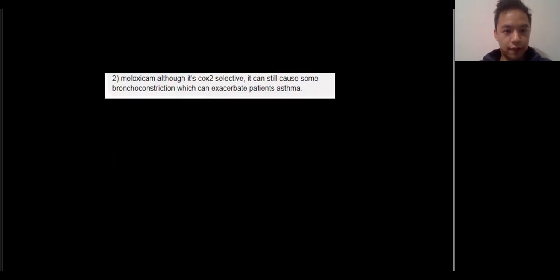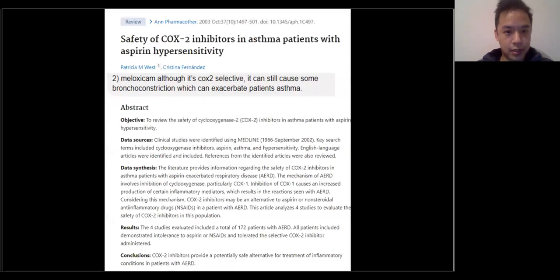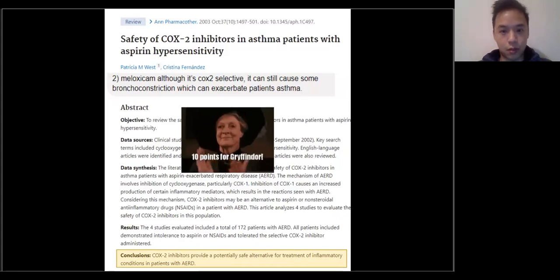COX-2 selective. So I double checked this, and it does look like it's correct. There's basically a screenshot of a study that was done. So we just go straight down to conclusions. COX-2 inhibitors provide potential safe alternatives for treatment of inflammatory conditions in patients with aspirin-exacerbated respiratory disease. So good on that student or intern for picking that up, that there's less of a risk with meloxicam, but there's still a bit of a potential there. So yeah, good job.